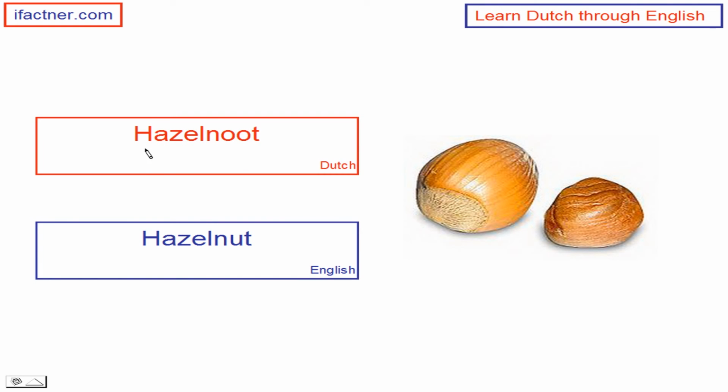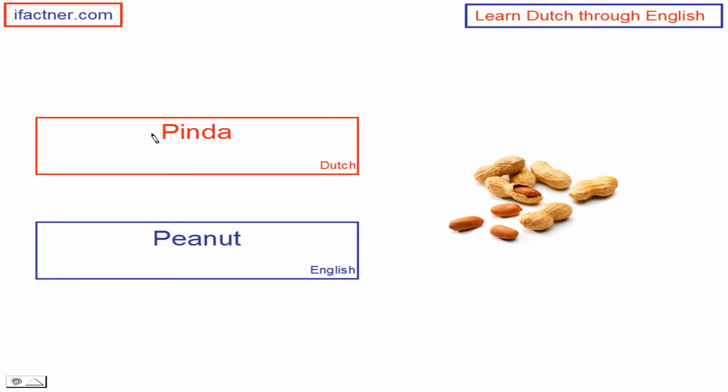Hazelnut is called hazelnoot. H-A-Z-E-L, hazel. N-O-O-T, noot. Hazelnoot. Peanut, pinda. P-I-N-D-A, pinda.